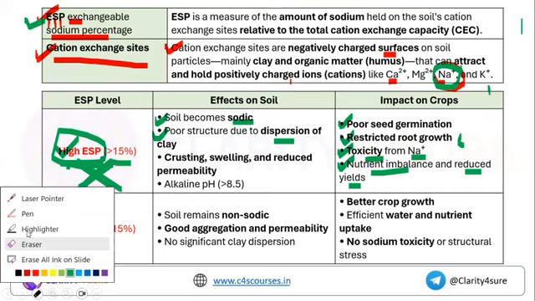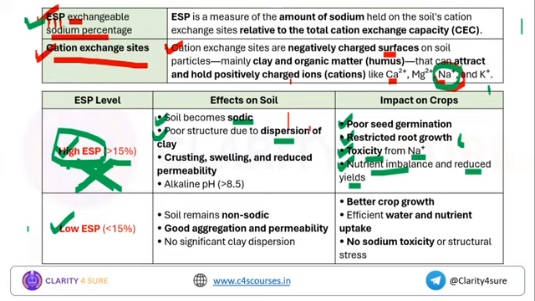Okay, the presence of Na+ is going to create the dispersion of clay and also the organic matter. Please keep that in mind. Next is the crusting and swelling, and reduced permeability. This dispersion will cause clogging of the pores, reducing the permeability and infiltration of water in the soil. We will see that in the next slide, but just remember these.